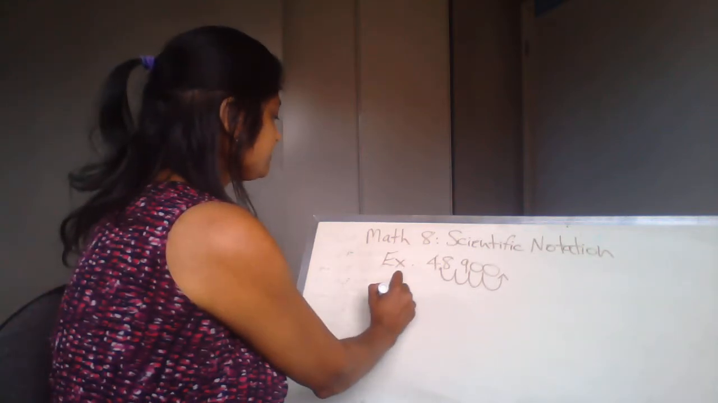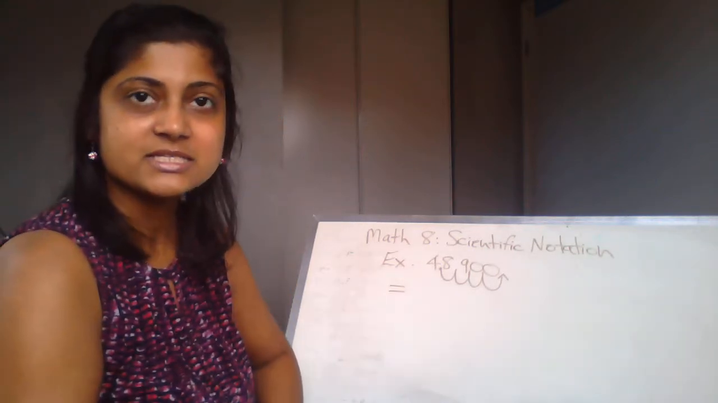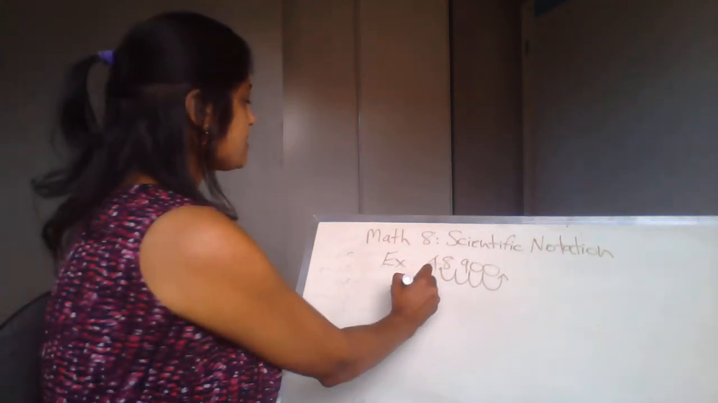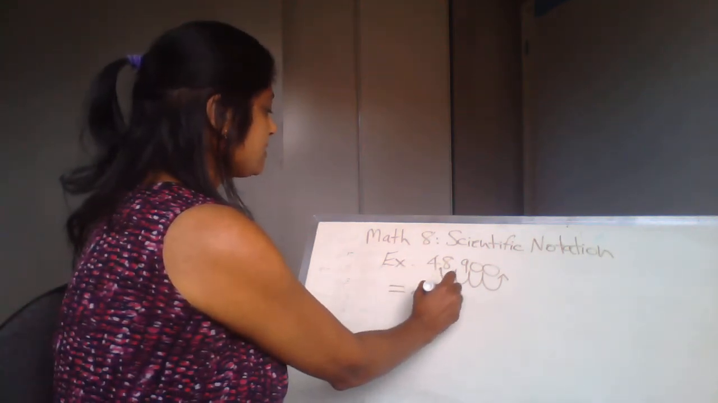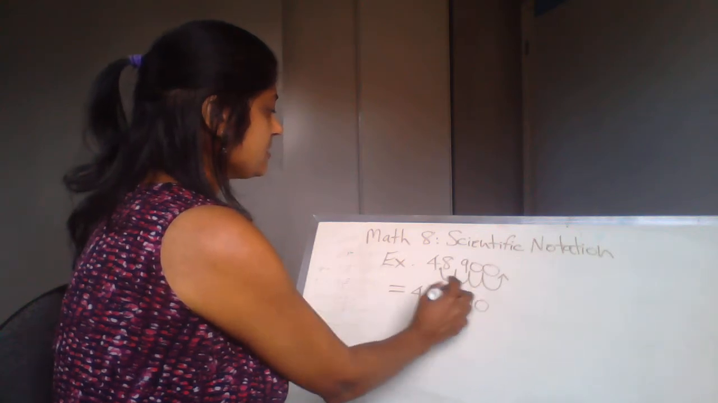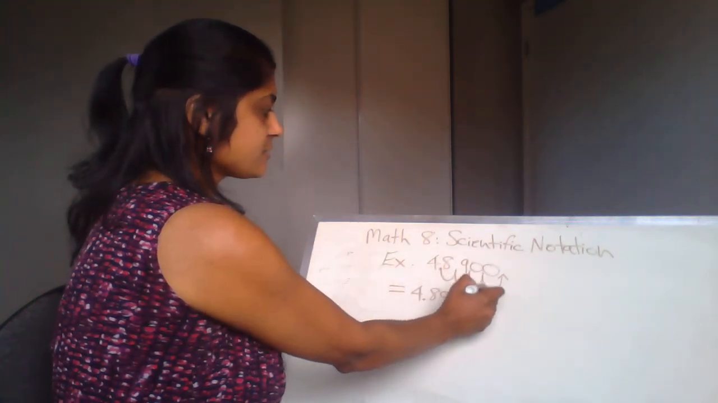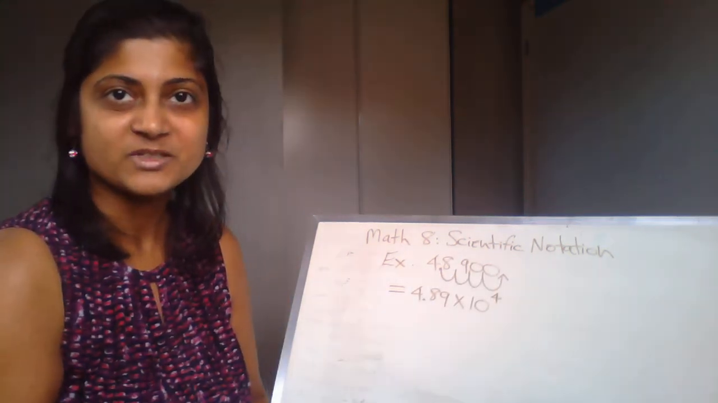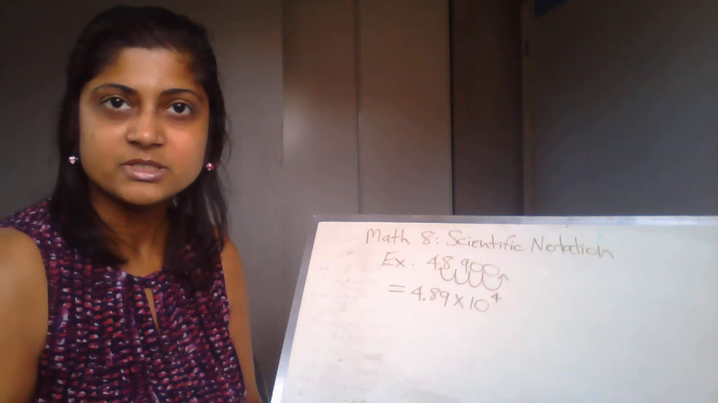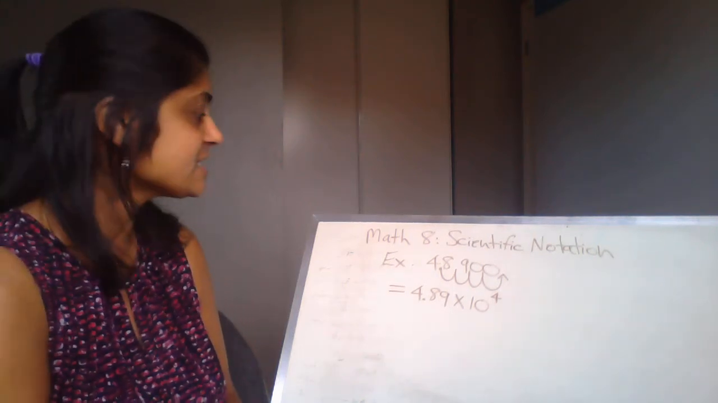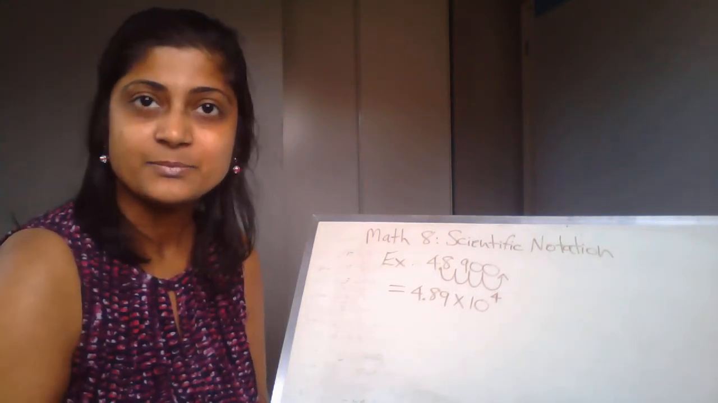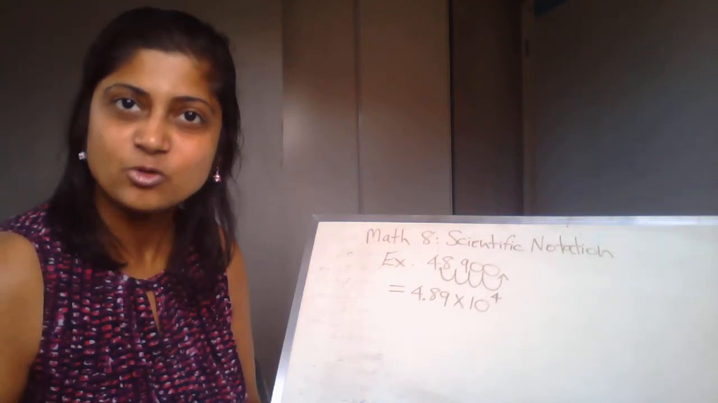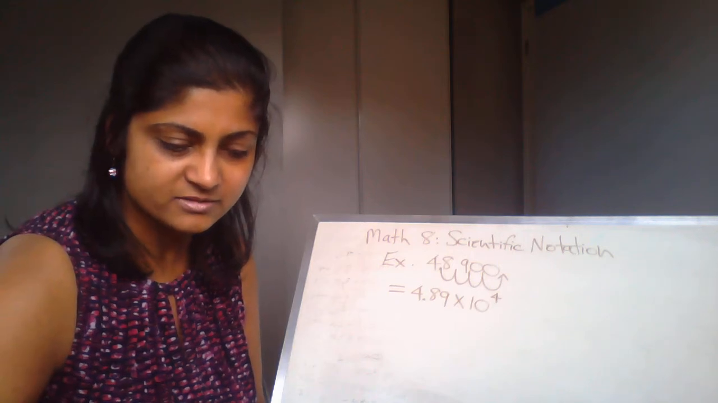This time, because we have 4, 8, 9, I actually have to write down all of the non-zero numbers here. So I'm going to write 4.89 times 10, and we moved 1, 2, 3, 4 times, so 10 to the power of 4. You see that it is easier and faster to write it in scientific notation as a base of 10 rather than writing the whole number out over and over again. That looks good.